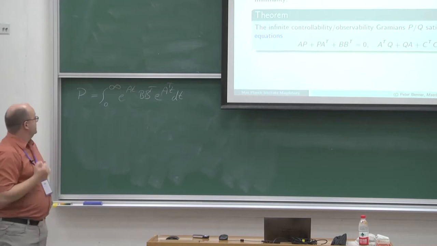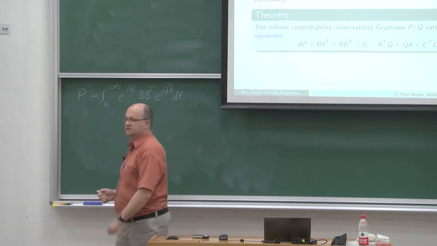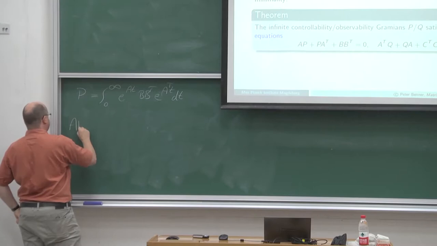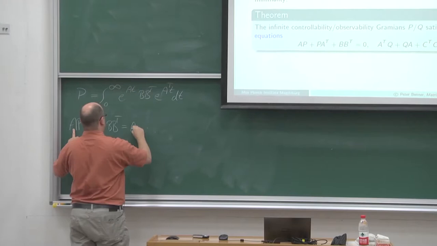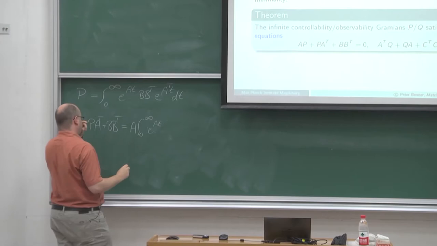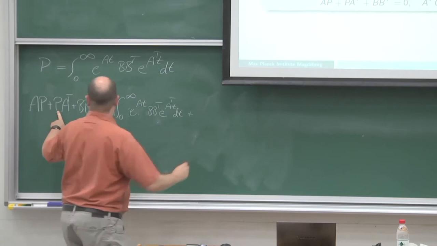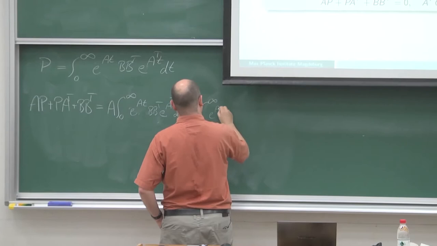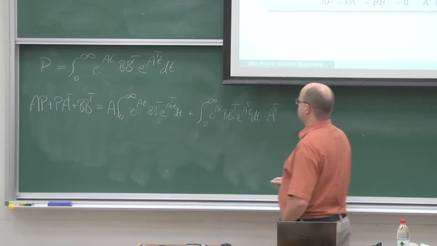Okay, well, how to prove that? Here we use a direct approach. We just insert P in the left-hand side, and we'll see that we end up with 0. So A times P plus P times A transpose plus B B transpose is equal to A times the integral from 0 to infinity of the exponential function of A t, B B transpose, and so on. You do the same with the second term. You insert your definition of P, multiplied by A transpose from the right, plus B B transpose.